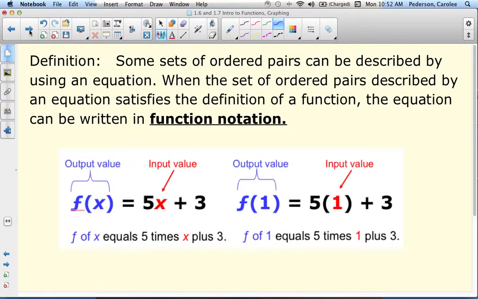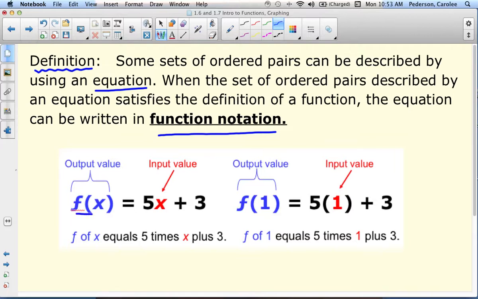What we're going to do is talk about what is the definition of function notation. You don't need to write this all down, but just be aware of what function notation is. Some sets of ordered pairs can be described using an equation. When the equation describing the set of ordered pairs satisfies the vertical line test, then we say that we can write it as function notation.